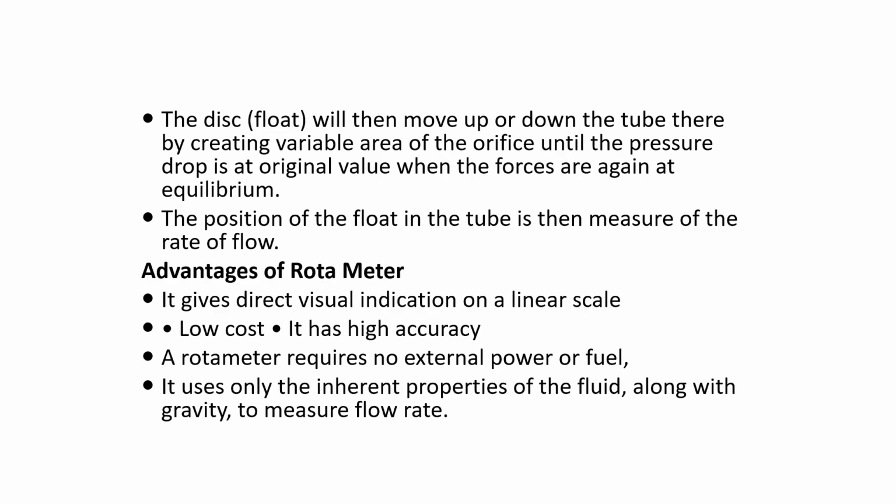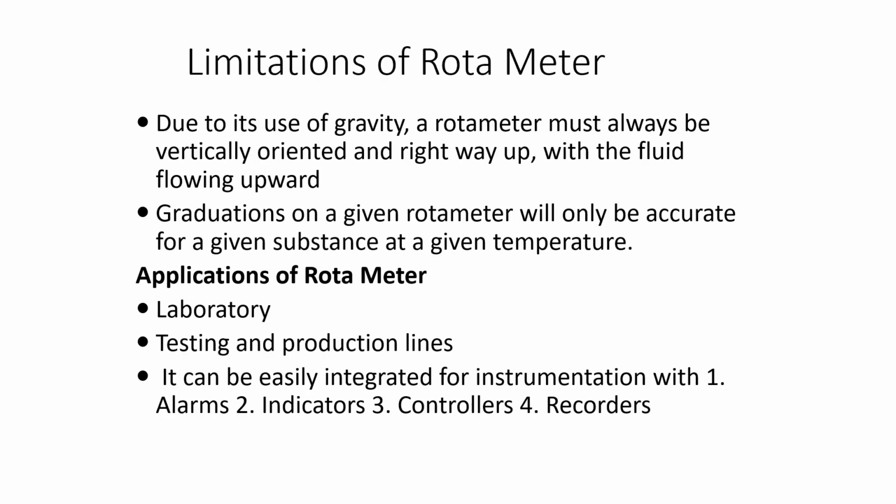Direct visual indication on a linear scale, that is the advantage of the rotameter. Very high accuracy, low cost, no external power or fuel. The limitation is due to its use of gravity: a rotameter must always be kept vertical. That's the drawback. Application: it is used in laboratory testing and production lines. It can be easily integrated with instrumentation like alarm indicators, controllers, and recorders.